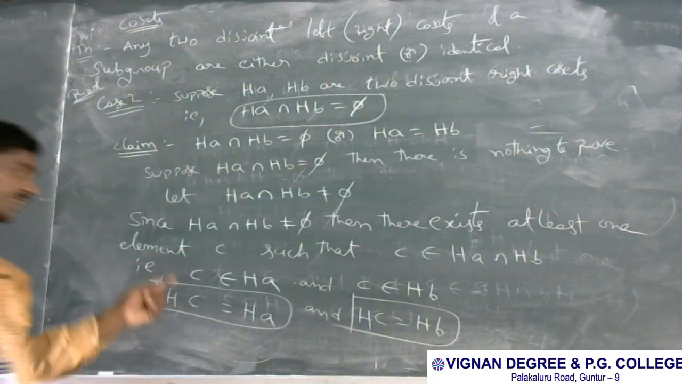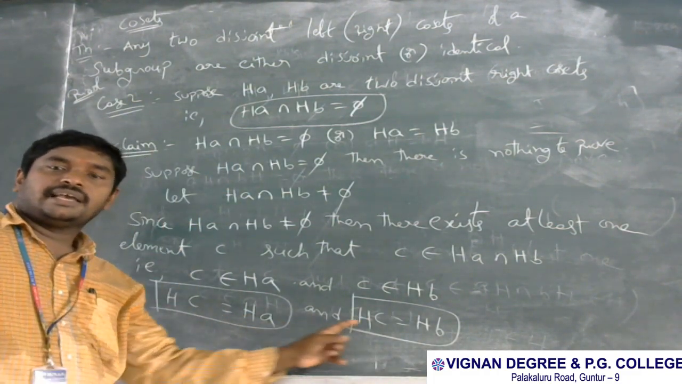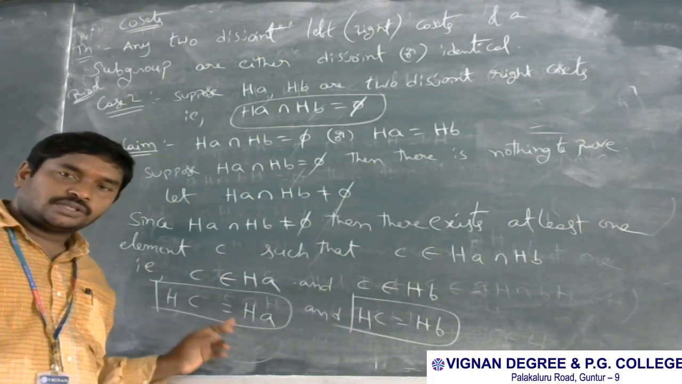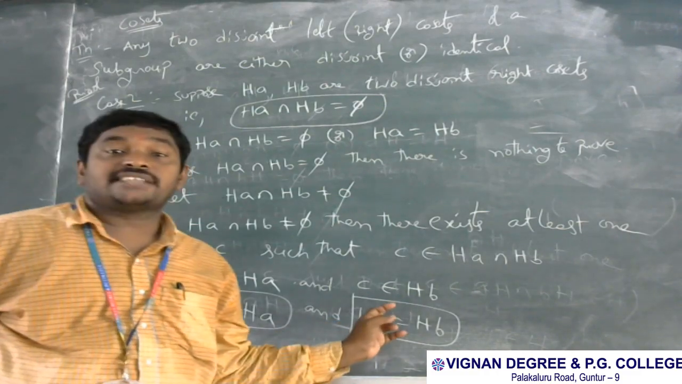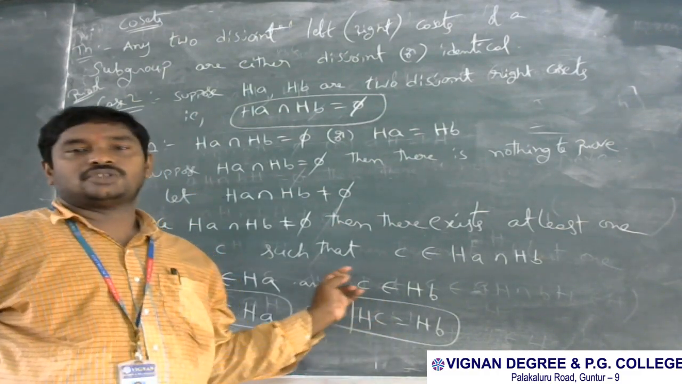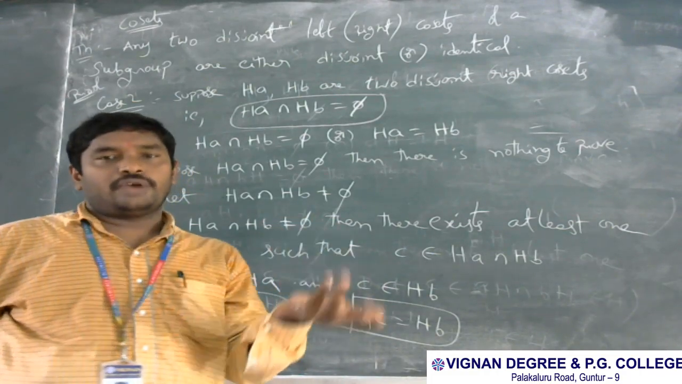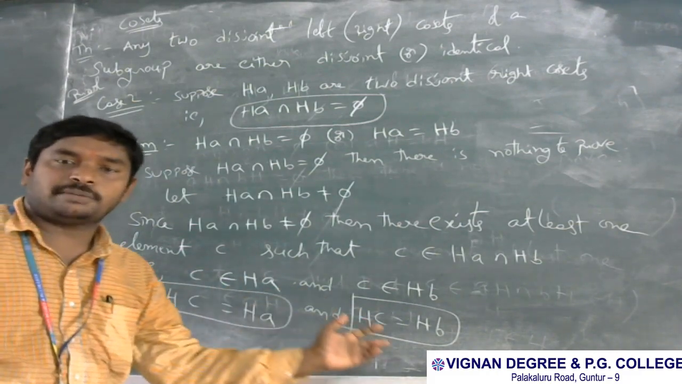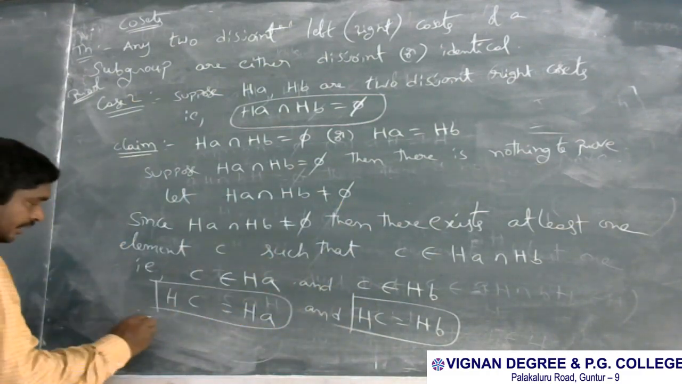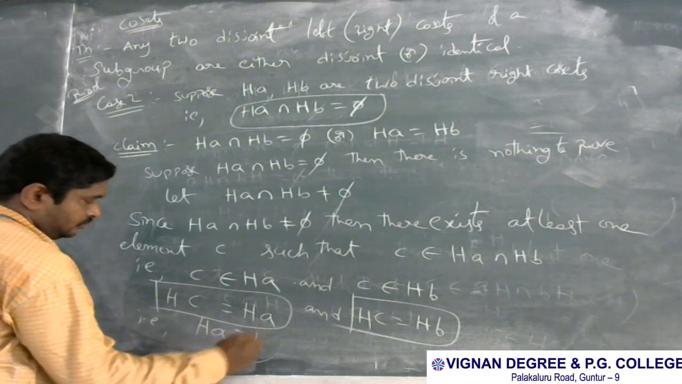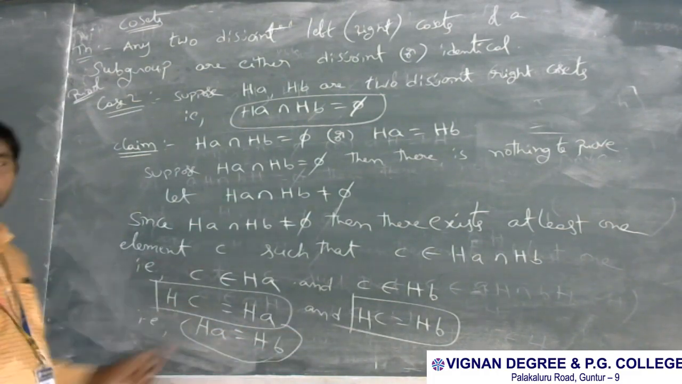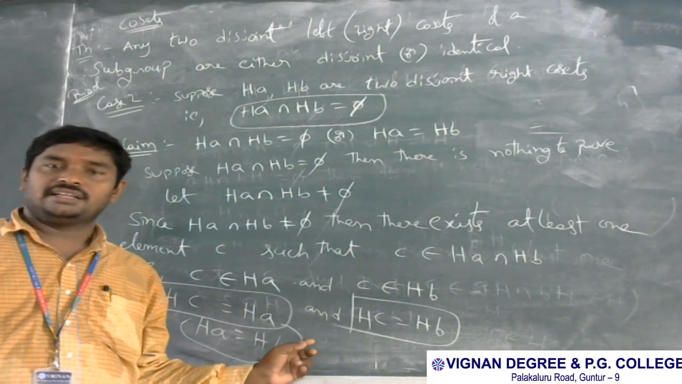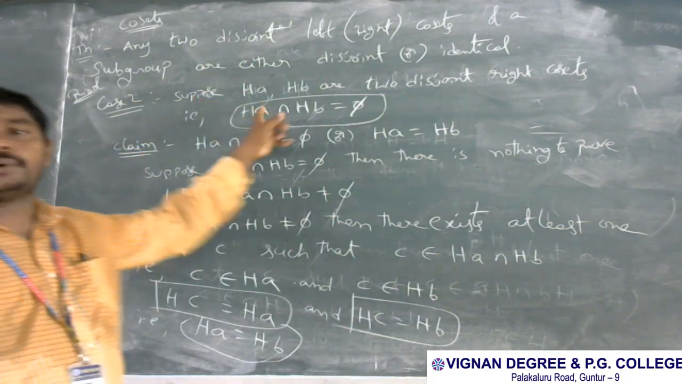Okay, friends, HC is equal to HA and HC is equal to HB. If you observe these two steps, both left sides are equal. So both left sides are equal, so now you can prove the right sides also. You can write that the right sides must be equal, that is HA is equal to HB. Right sides are also equal. Therefore, case 2 is also proved.